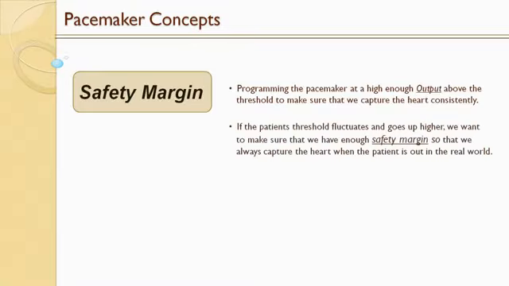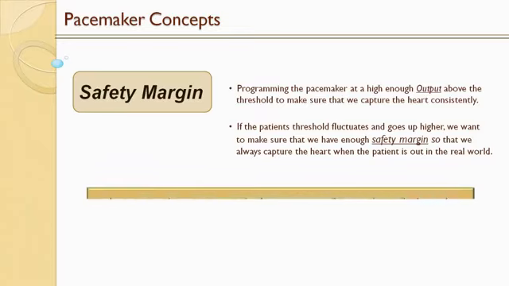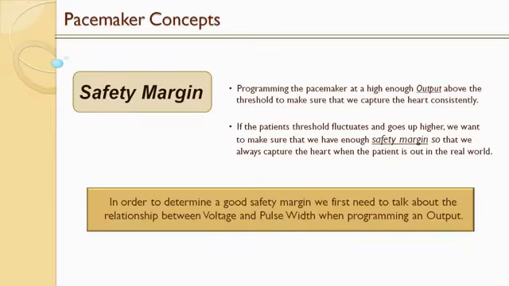Safety margin is programming the pacemaker at a high enough output above the threshold to make sure that we capture the heart consistently. If the patient's threshold fluctuates and goes up higher, we want to make sure that we have enough safety margin so that we always capture the heart when the patient is out in the real world. In order to determine a good safety margin, we first need to talk about the relationship between voltage and pulse width when programming an output.